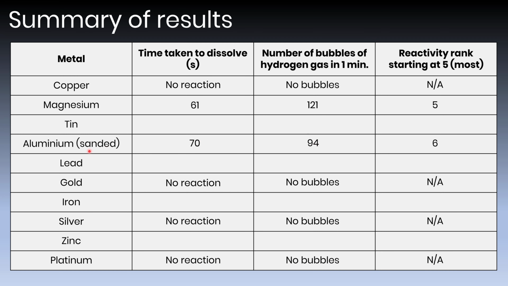You might notice that I've said the aluminium's been sanded here. This is because aluminium normally has an oxide layer on its surface which prevents it reacting with an acid. So it's very important to sand off pieces of aluminium before you want them to react.